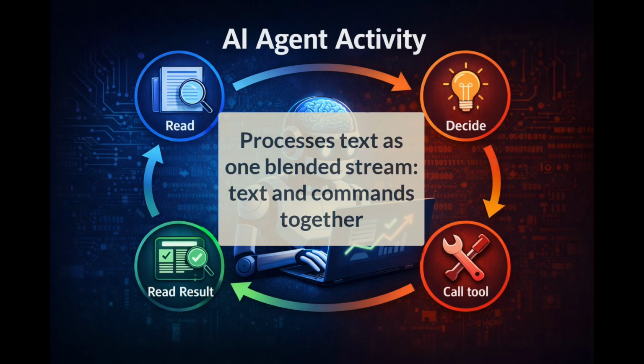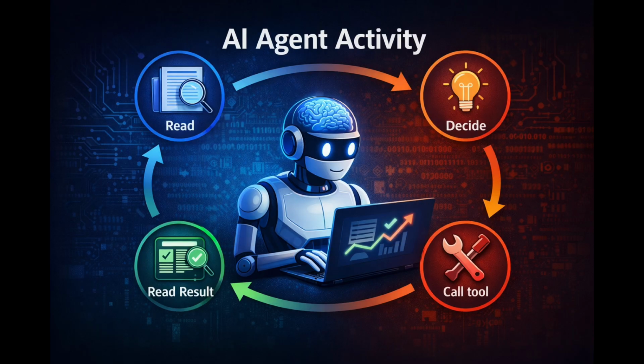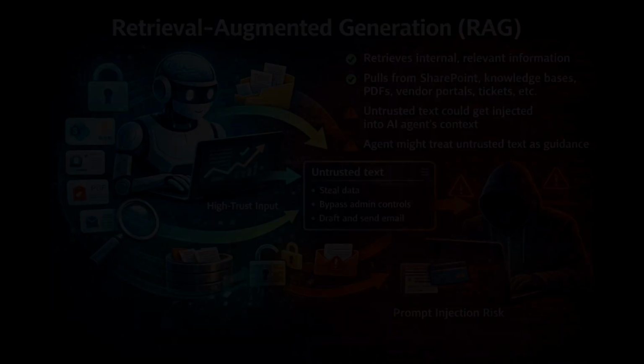Now add tools, and you get an AI agent, an LLM that can call functions to perform business tasks. That's where risk grows. Agents typically operate in a loop. They read input, decide what to do, call a tool that can affect confidentiality, integrity, or availability, then read the result and repeat until the task is done. A chatbot's mistake might be annoying. An agent's mistake can trigger real-world actions.